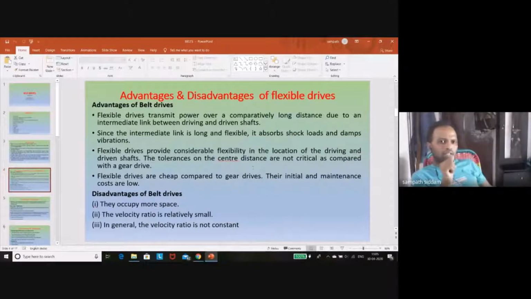So the advantages of belt drives: this is a flexible drive which transmits power over a comparatively long distance due to an intermediate link between the driving and driven members.